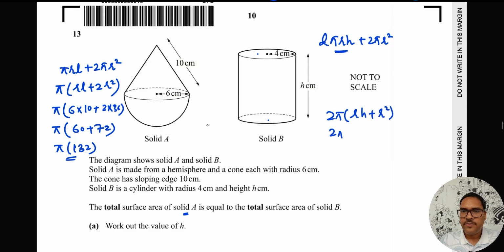Now what is this? 2 pi. What is r? R is 4. This is h plus r square. What is r square? This is 16. So this is the curved surface plus the circles. This is the total surface area of solid B.